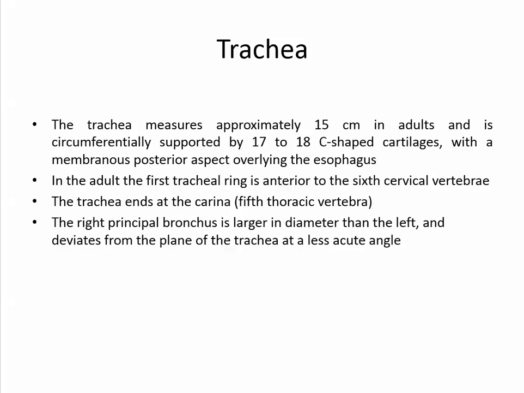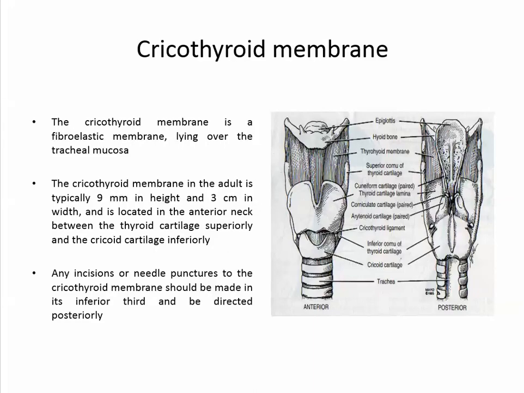The cricothyroid membrane is a fibroelastic membrane lying over the tracheal mucosa, and in adults typically measures about 9 mm in height and about 3 cm in width, and is located in the anterior neck between the thyroid cartilage superiorly and the cricoid cartilage inferiorly. Any incisions or needle punctures to the cricothyroid membrane should be made in its inferior third and be directed posteriorly because of the neurovascular bundle which runs along the superior margin of the cricoid cartilage.